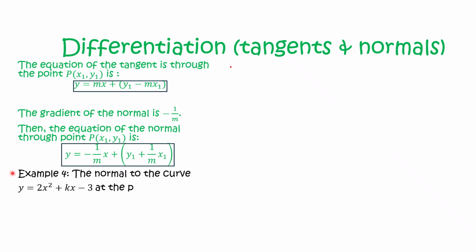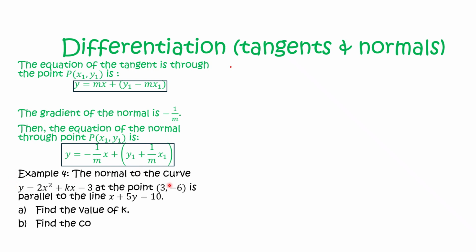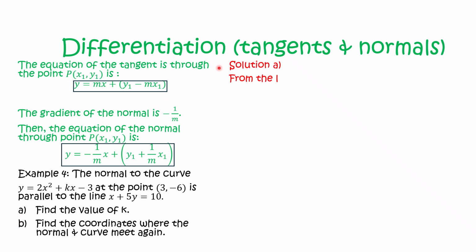Now, let's dive into the last example. Example 4. The normal to the curve y = 2x² + kx - 3 at the point (3, -6) is parallel to the line x + 5y = 10. A, find the value of k, and B, find the coordinates where the normal and the curve meet again.